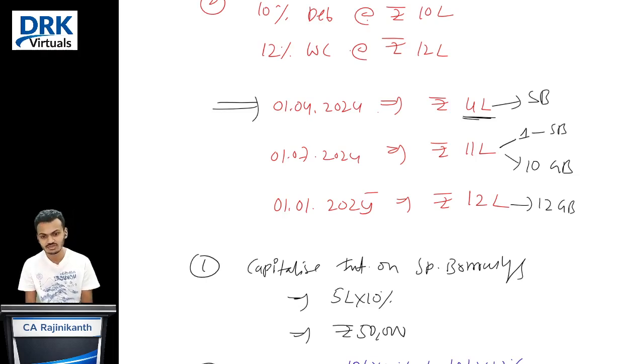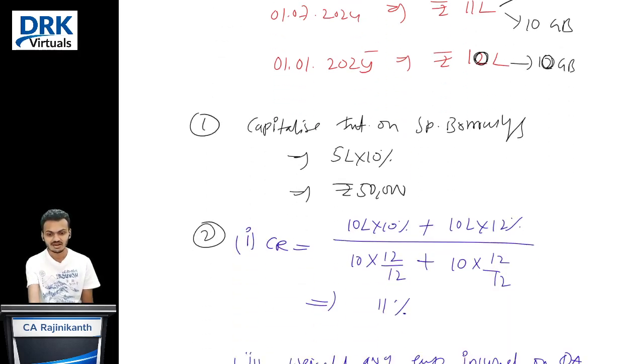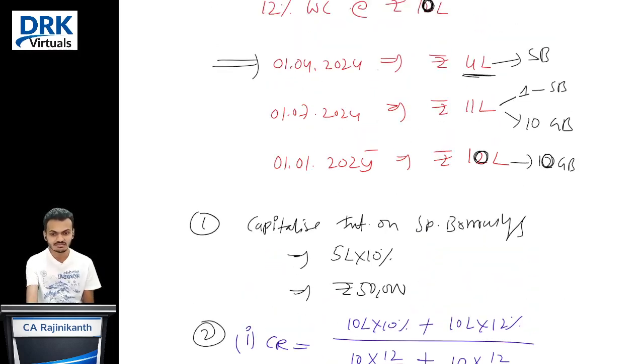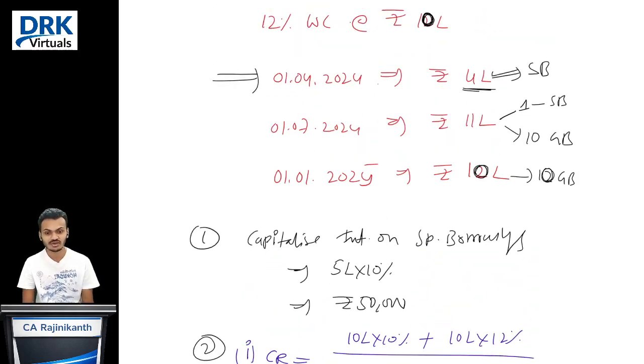Clear? Assume this is 10 lakh only. The 12% working capital loan is 10 lakh, not 12 lakhs. Here, this one also 10 lakh. Here also 10 lakh. Okay, for convenience purposes. And here 10 lakh. This is correct for the capitalization rate, because we have taken 10 lakh here, right? Not 12 lakh. So fine. What I'm saying is, out of this, the 4 lakh is incurred from specific borrowings. Out of this 11 lakh, 1 lakh rupees is incurred from specific borrowings, and the remaining 10 lakh from general borrowing. And this 10 lakh is general borrowing only.